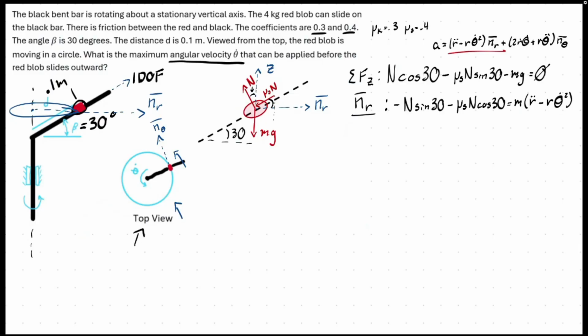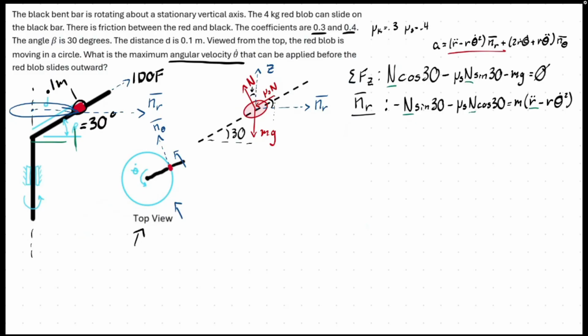Our next step is to actually solve these equations. So let's figure out how many known variables and how many unknown variables we have. So normal is unknown. Mu s is known, so I'm not going to underline it. M is known, g is known, so these are all known. R double dot is not known, but can we figure it out? It wasn't explicitly given, but based on our problem, our r is this distance from the center point.